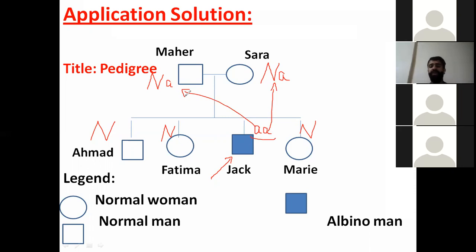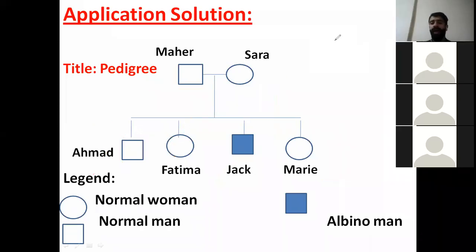So Ahmad, Fatima, and Marie, all of them, they are normal. كلهم they are normal. Okay? So they have the allele N. But the second allele, it can be an N or it can be an A. We can't determine this unless with special techniques, we're going to know about them in the coming sessions, or with the marriage of these individuals. If Fatima married, for example, or Marie married, or Ahmad married, and they gave birth to an affected individual, 100% they will be an A. But here, till now, we don't know if they are an A or an N.